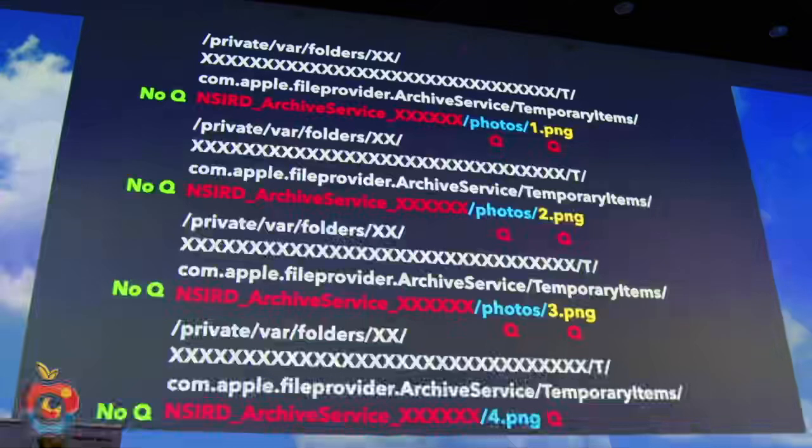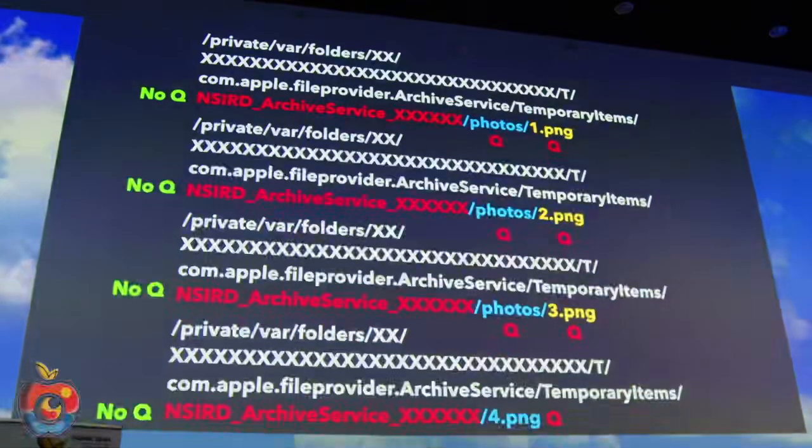What we noticed is that the quarantine attributes were indeed being applied to all the extracted items within our archive, including the photos folder and our images. However, archive service failed to apply the quarantine attribute to the nsird archive services folder itself. We will look at why this is really important when the temporary folder is renamed.